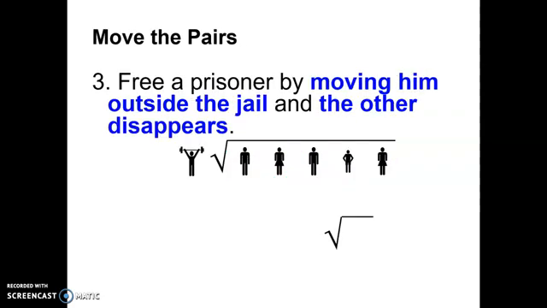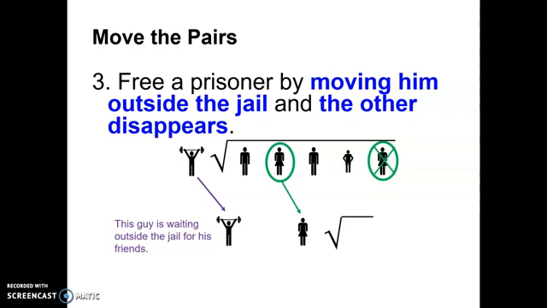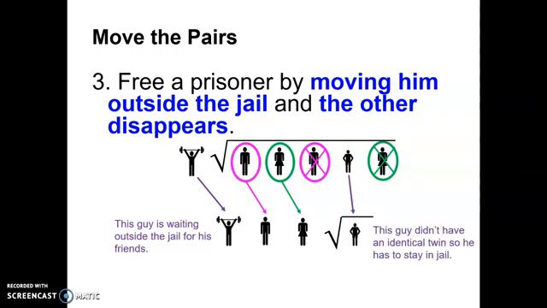Next, we're going to move the pairs. We free a prisoner by moving them outside of the jail, and the twin disappears. So here, the guy with the barbells, he's already been outside the jail. He's waiting for his friends. The girls, one comes out of jail, the twin disappears. Now the guy, one out of jail, the other disappears. Then we have this guy here with his hands on his hips that didn't have a twin, so he has to stay in jail.